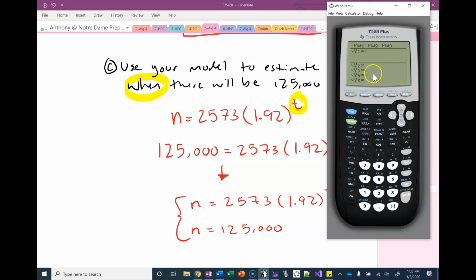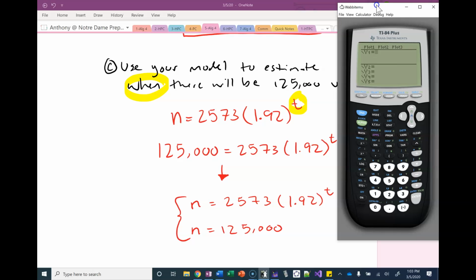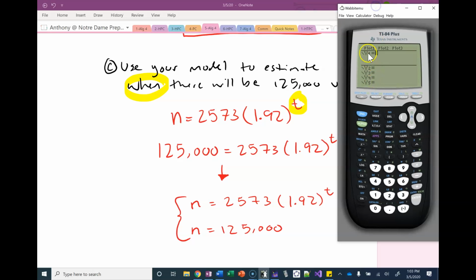Okay. So what I'm going to do now is type this system of equations into my calculator. On my calculator, I'm going to use the y variable instead of an n, because the y is already built into my calculator there. And then I'll do 2573 times 1.92 to the, and instead of t on my calculator, I have to use the variable x. So I'm just going to put an x there. Is everybody okay so far?